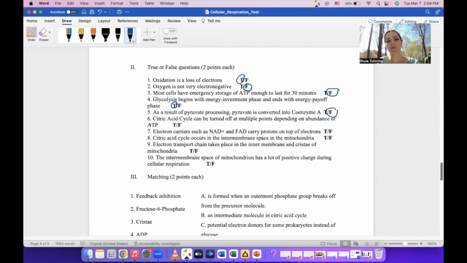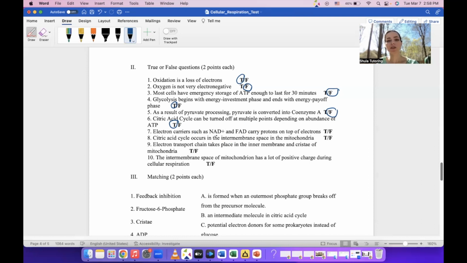Citric acid cycle can be turned off at multiple points depending on the abundance of ATP. That's true. There are multiple points where it can be inhibited if we have too much ATP, so that we don't do anything that's not necessary. Cells are very, very efficient.